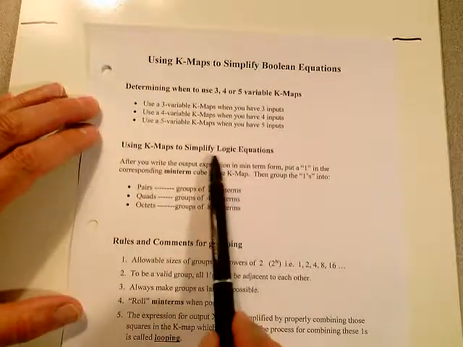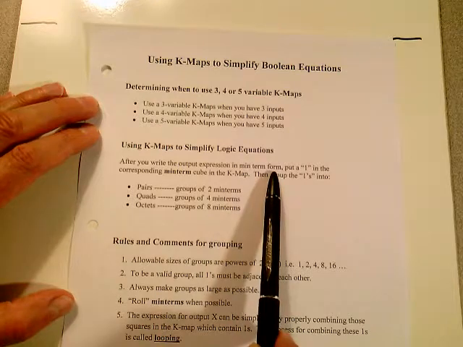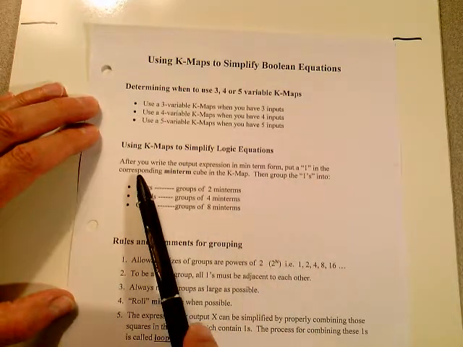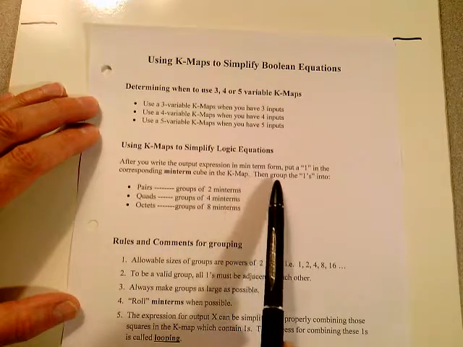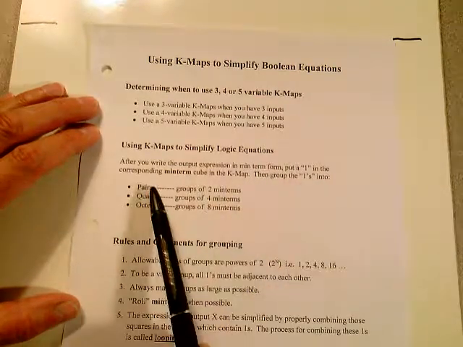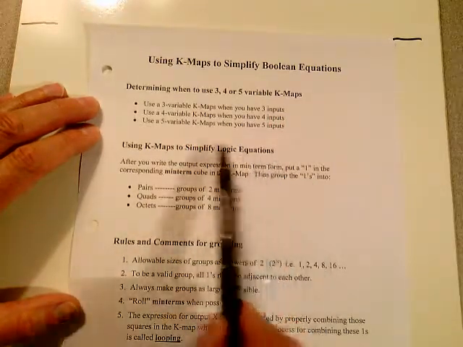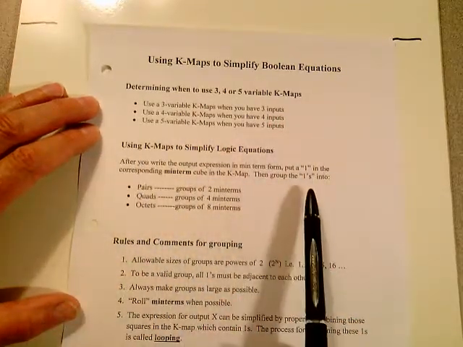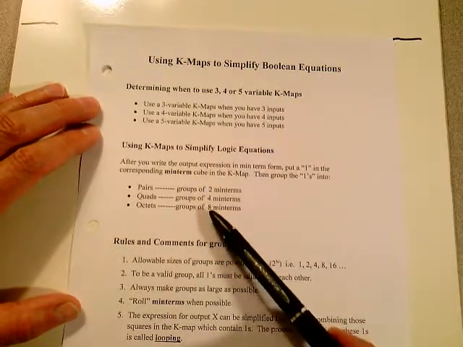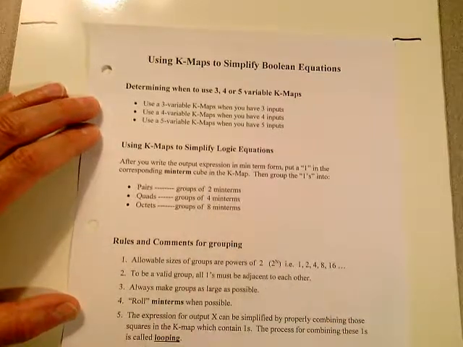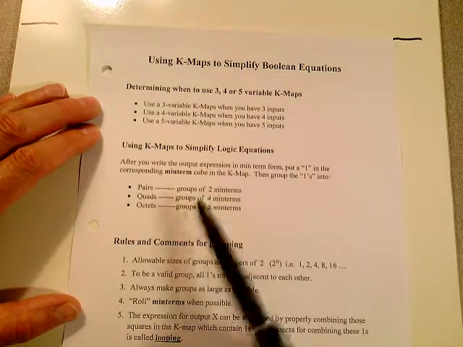Using K-maps to simplify logic equations. After you write the output expression in minterm form, put a 1 in the corresponding minterm subcube in the K-map. Then you group the 1s into pairs, quads, or octets. In other words, you try to group the 1s that you put in the K-map in groups of 2, in groups of 4, in groups of 8, in groups of 16, has to be powers of 2. You always make the groups as big as possible.